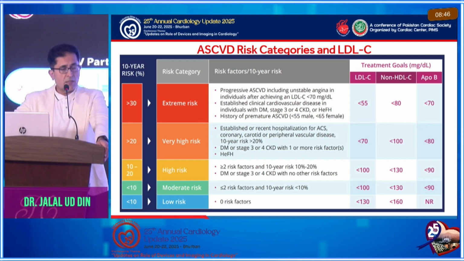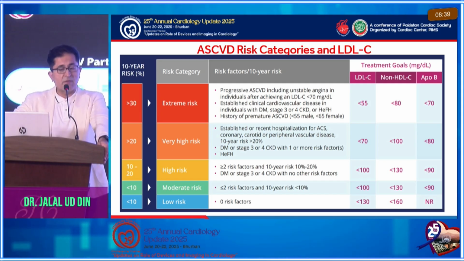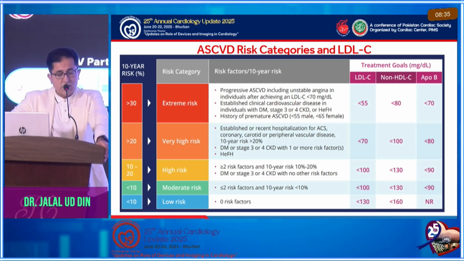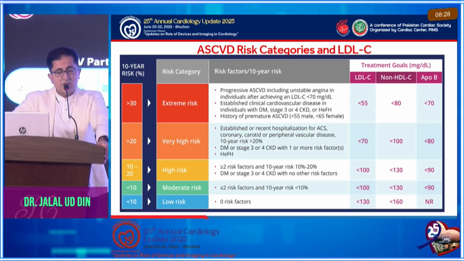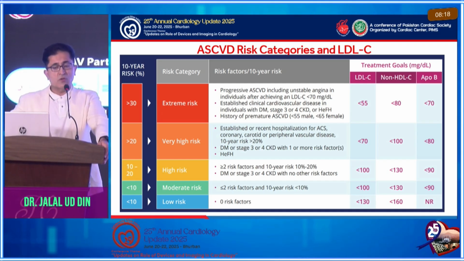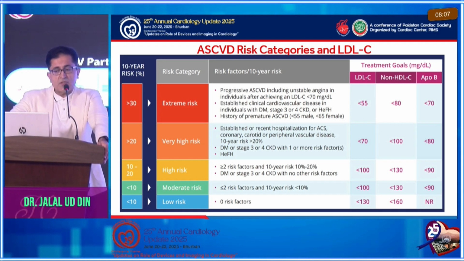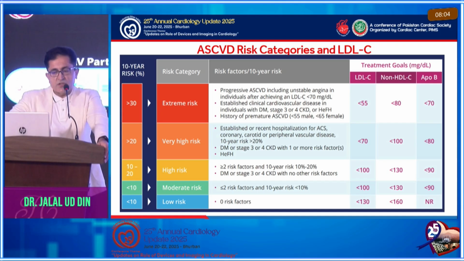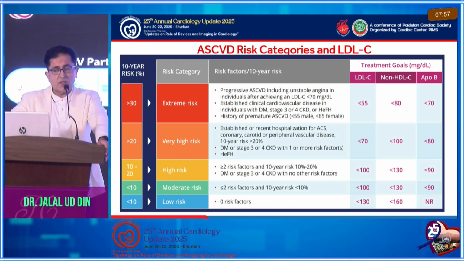So we know how we categorize our patient. The risk is based on the Framingham Heart Study, atherosclerotic cardiovascular disease. We risk stratify our patient as having a 10-year risk of more than 30%, 20 to 30%, 10 to 20%, less than 10%. Those with a 10-year risk of less than 10%, we label as low risk, and going up, if the risk is more than 30%, we label them as extreme risk. So who are those at extreme risk? Those patients with progressive ASCVD, including unstable angina, individuals who progress after achieving an LDL less than 70 milligram, or those with established clinical cardiovascular disease in individuals with diabetes, stage 3 or 4 CKD, heterozygous familial hypercholesterolemia, history of premature ASCVD.